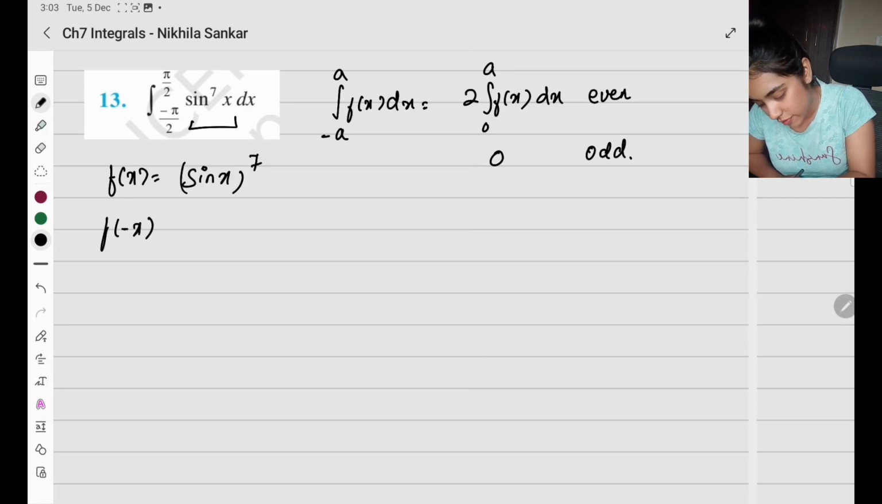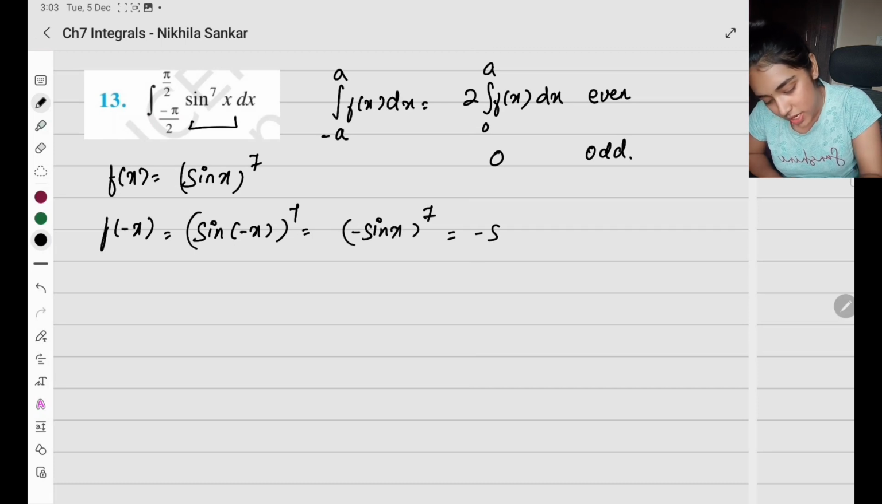When I substitute f of minus x, I'll be getting sin of minus x the whole power 7, which is going to be minus sin x the whole power 7, which is minus sin x, which is minus f of x, which is an odd function. So for an odd function, the value is going to be 0.